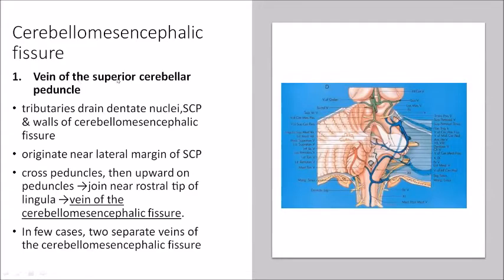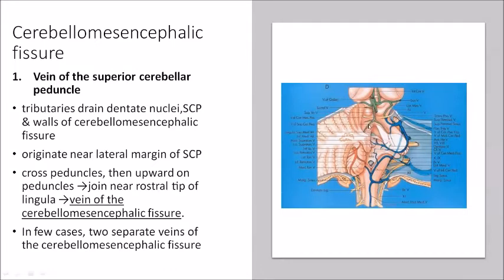The vein of the superior cerebellar peduncle has its tributaries from the dentate nuclei, superior cerebellar peduncle, and walls of the cerebellomesencephalic fissure. It originates near the lateral margin of the superior cerebellar peduncle. It crosses the peduncle and goes upward on the peduncles, joining near the rostral tip of the lingula, and forms the vein of the cerebellomesencephalic fissure.